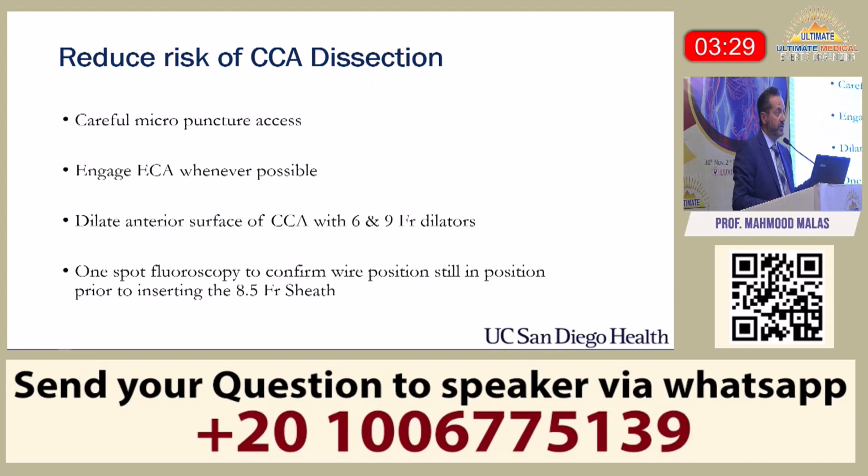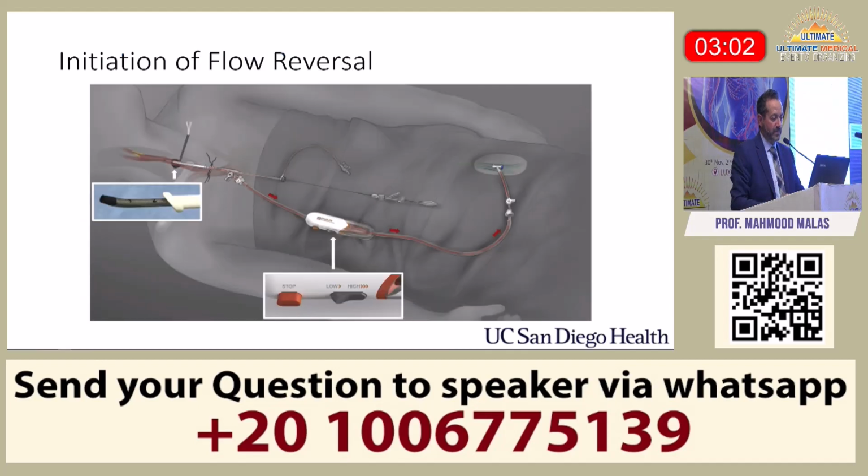So these maneuvers that I'm showing you are critical to prevent dissection. Engaging the external carotid artery, dilating the common carotid artery tip, taking an x-ray. Most people just don't want to do an x-ray at this moment, because if you don't do a quick fluoro, the wire is, I can tell you, 9 out of 10 times moved. And then essentially you're advancing a 10 French outer diameter sheath into the common carotid artery without a wire. And good luck not to have a dissection then.